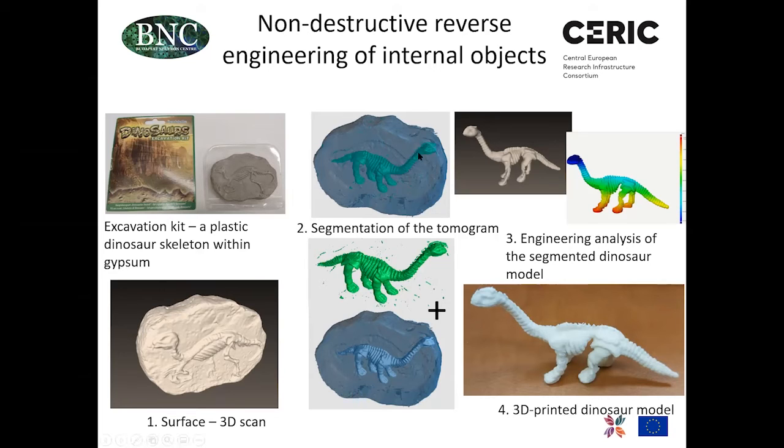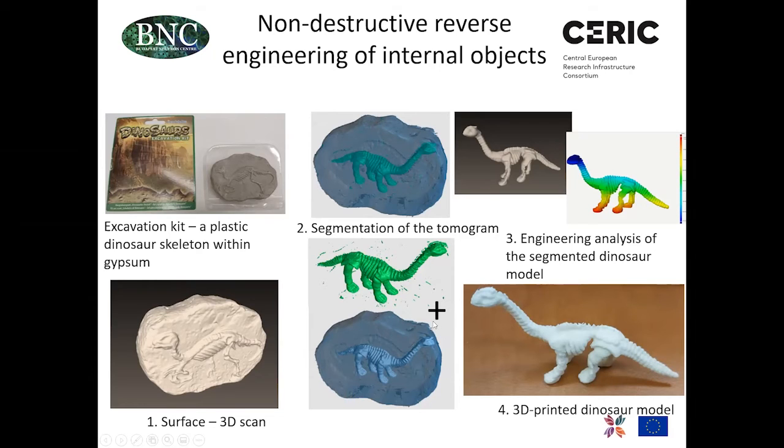And then, based on the grayscale values, the materials can be segmented. So segmentation is a procedure where we separate different materials based on their ability to interact with the particle beam. So in this case, the dinosaur has a different attenuation coefficient than the stone, so they can be very nicely separated. So this data set can be cut into two halves. That is the dino half and the remaining stone half.